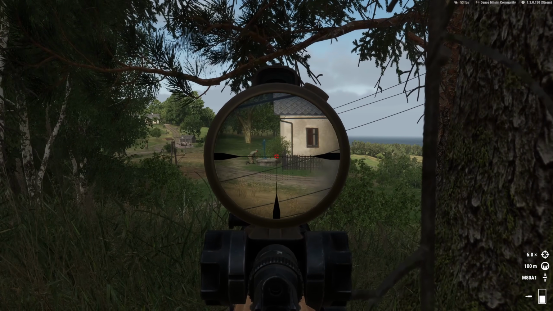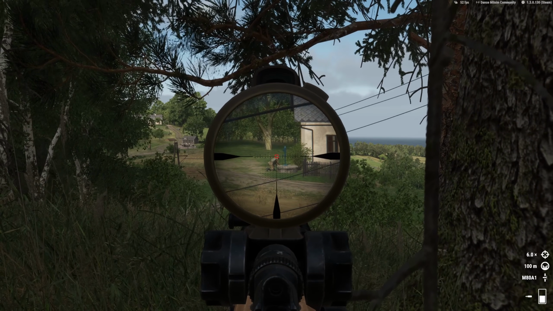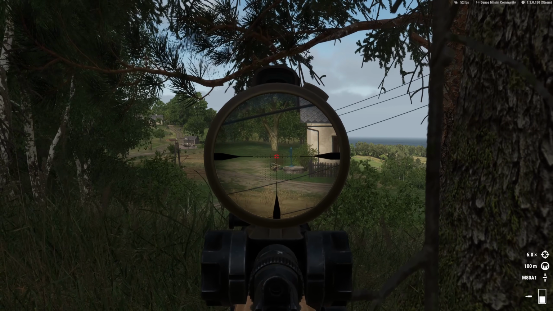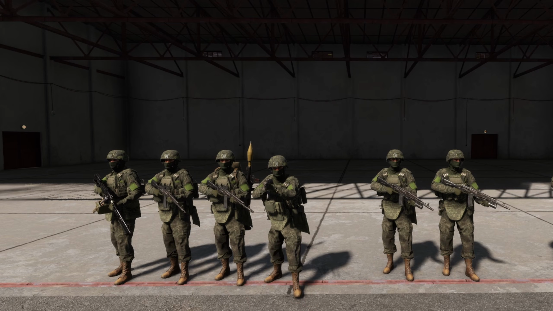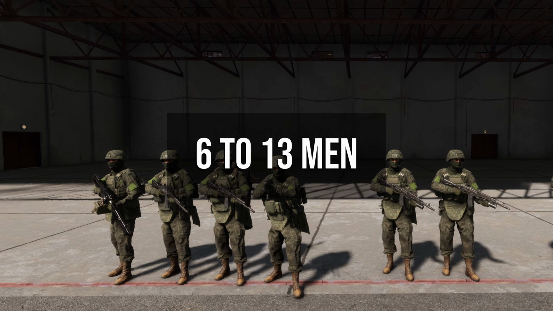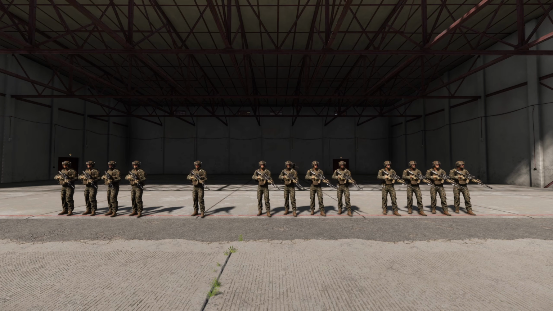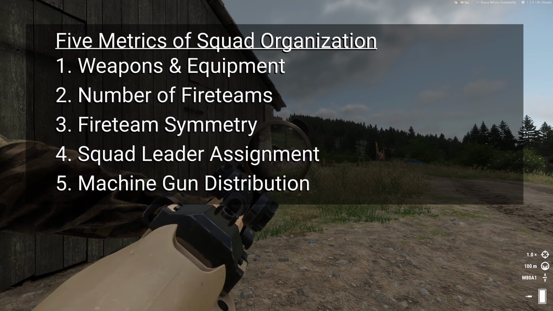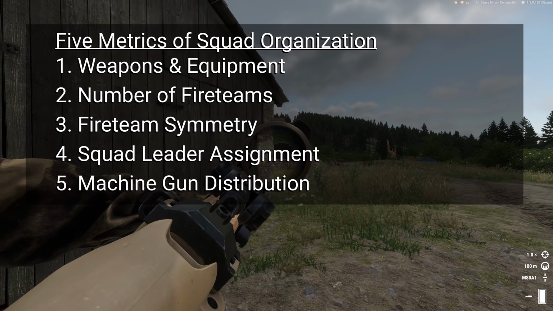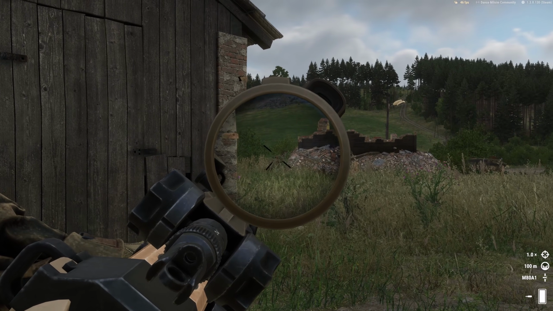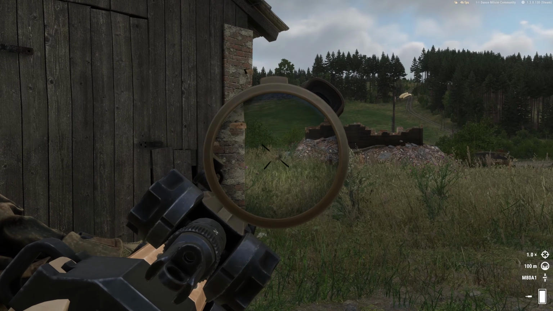Understanding the more esoteric principles allows you to remain organized and combat effective no matter the situation or your available resources. Regarding doctrinal size, a rifle squad can consist of anywhere from 6 to 13 men. However, how this manpower is organized and equipped is what determines the squad's full capabilities. There are 5 different metrics that can be adjusted to create a particular organization with different strengths and weaknesses. Let's start by exploring the various weapon systems that a squad may be equipped with.